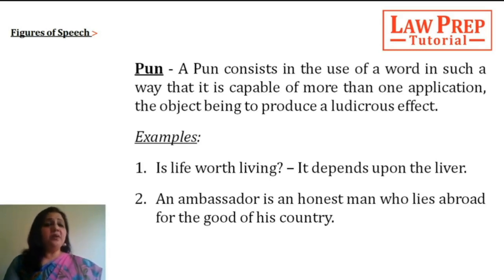So I read out now the definition for you. A pun consists in the use of the words in such a way that it's capable of more than one application. That means it will have more than one meaning. There's one more meaning, a hidden meaning in it. The object being to produce a ludicrous effect. Ludicrous is a funny effect. It creates fun out of it. So the main purpose is play of words. First thing, when you're learning literary devices, remember those little tidbits, those small things, the gist of the matter which you have to grasp in your mind. So there is more than one meaning, and the object produces a very funny effect.